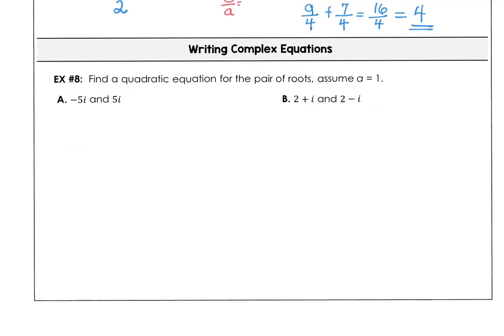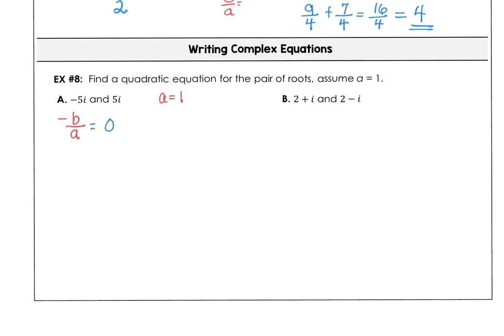And then here in our last example, we're going to use the property in a different way. This time we want to use that property to actually write a quadratic equation for the roots that they're giving us, and we're going to assume the a value is 1. So assuming a is 1, we want to find out that the opposite of b over a is what number? So the opposite of b over a has got to be 0.